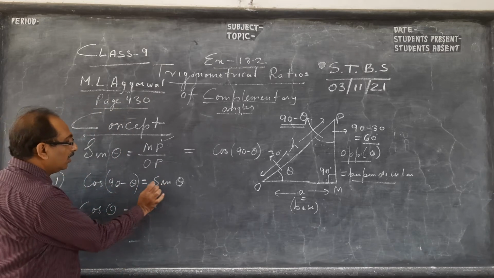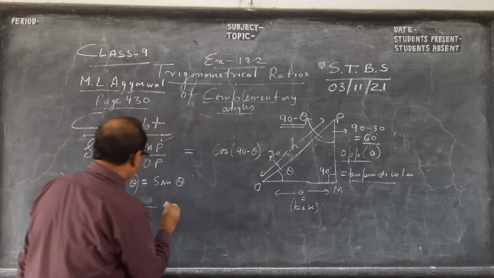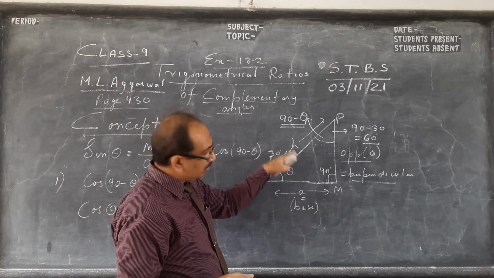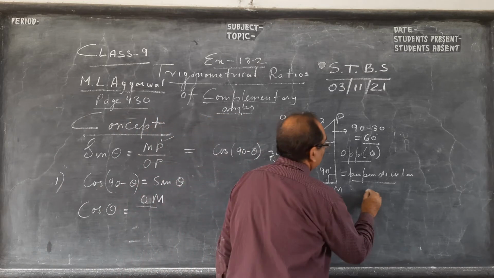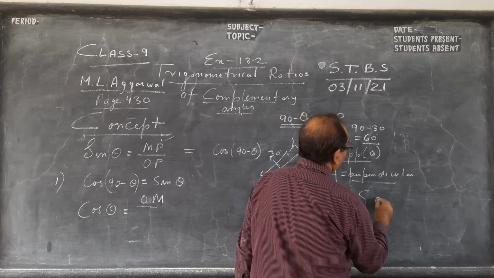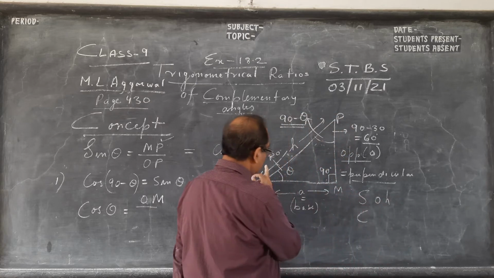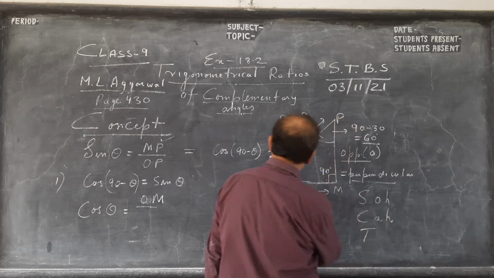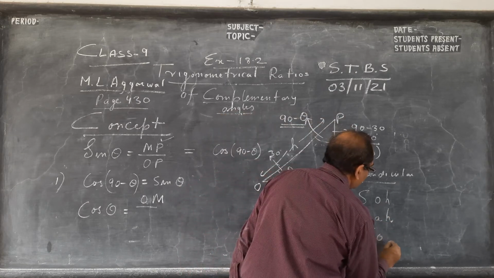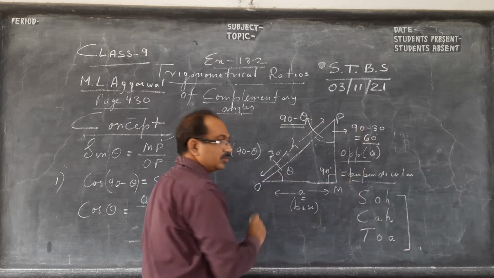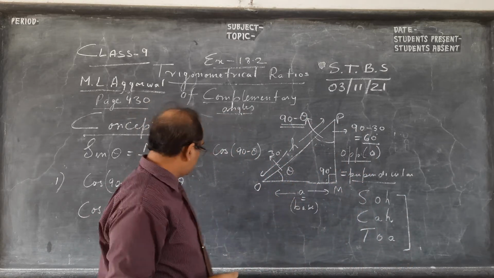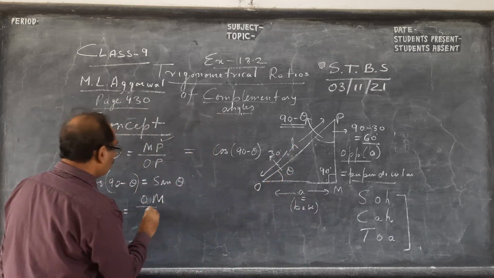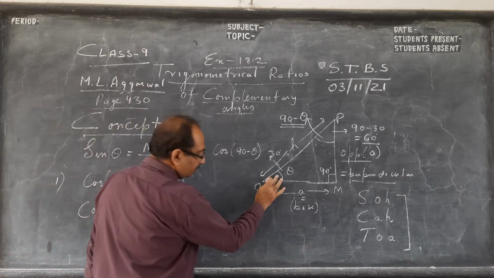Cos of theta is OM by OP, base by hypotenuse, or SOHCAHTOA. We have seen cos is A by H and tan is opposite by adjacent. So see my first video for that. Okay, so cos is OM by OP. Cos of this is this by this.